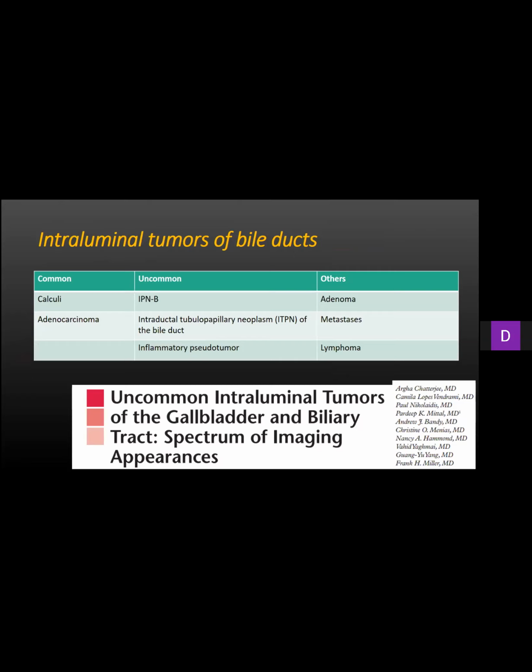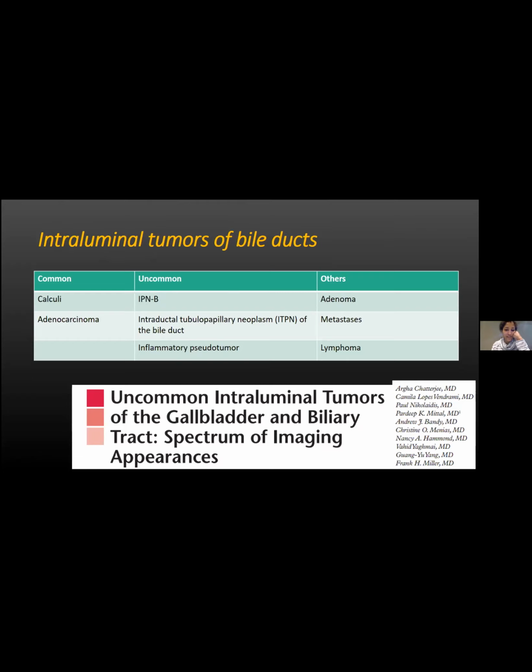And to think of differentials of intraluminal tumors of the bile duct, your common lesions are calculi and adenocarcinoma, but some of the uncommon ones are IPNB, as in this case. Then there's intraductal tubulopapillary neoplasm, again depends on what type of epithelium it's arising from, or an inflammatory pseudotumor. And others are just a benign adenoma, and metastasis and lymphoma are just universal things that can involve the bile duct.